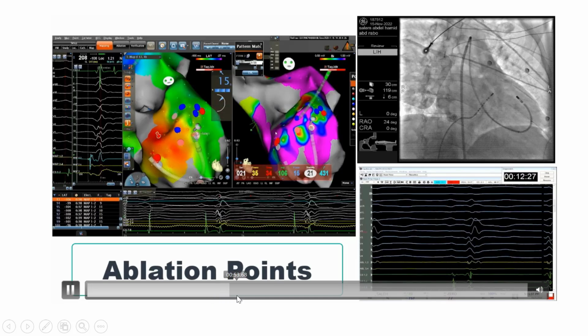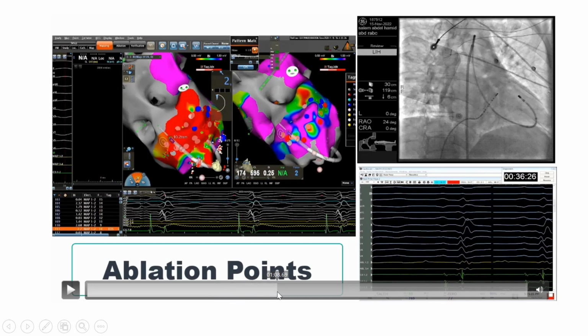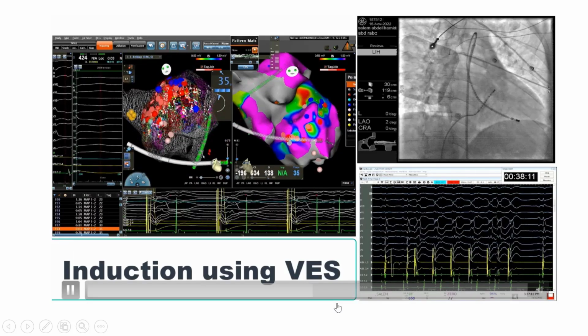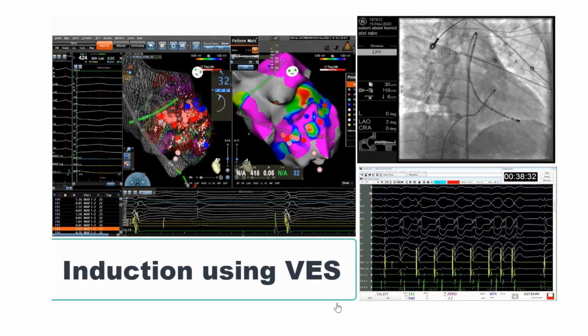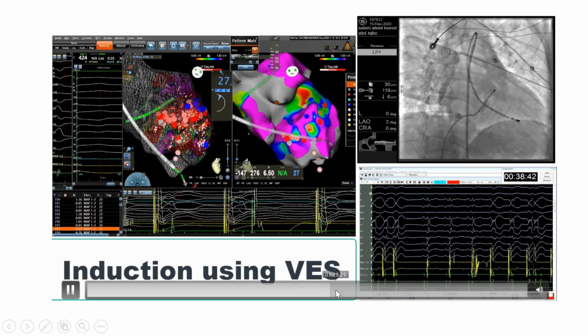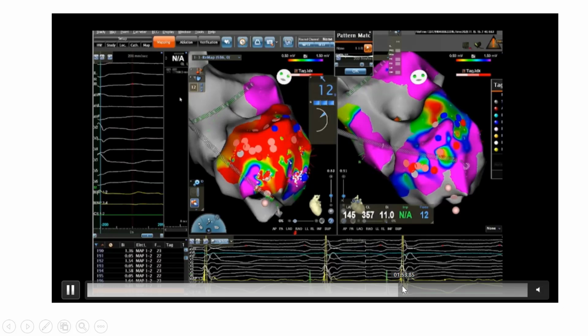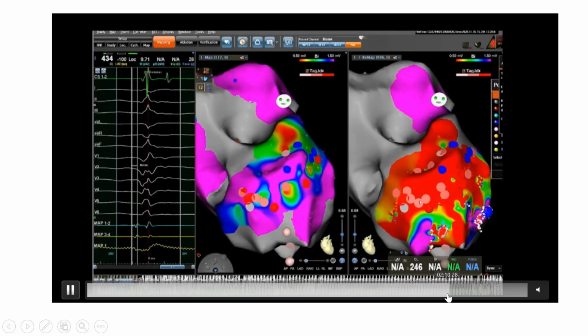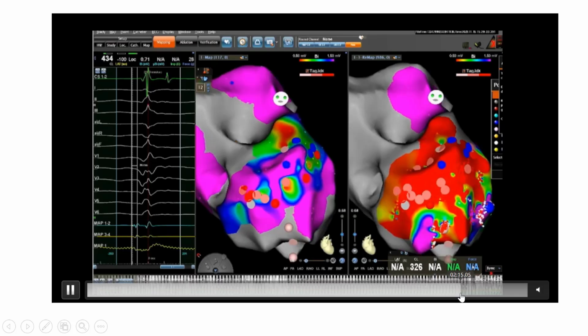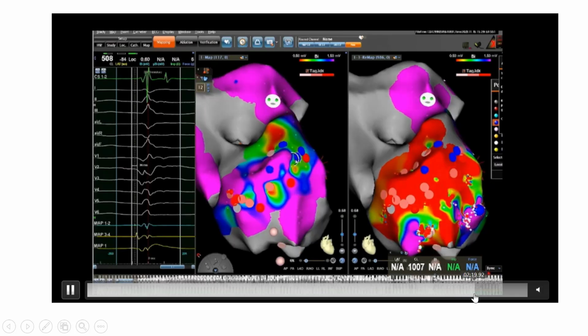Then we do programmed ventricular stimulation after ablation, with induction of non-sustained VT. So we ablate again, with successful termination of the PVC and no induction of non-sustained VT.